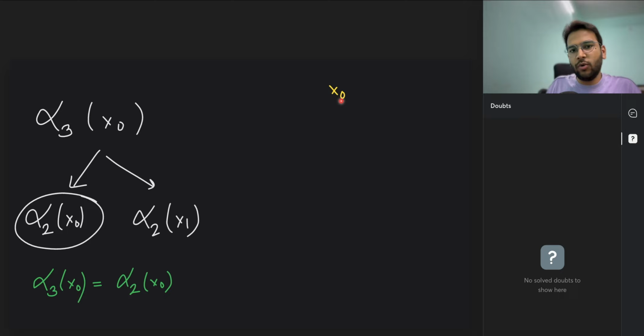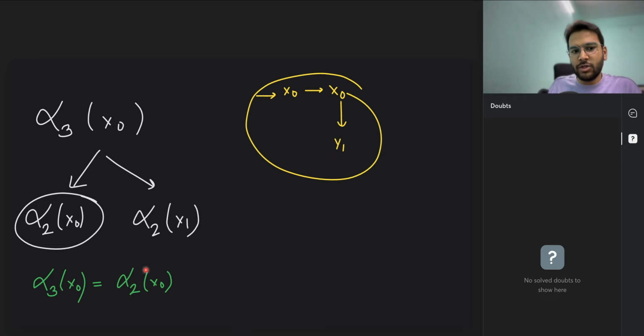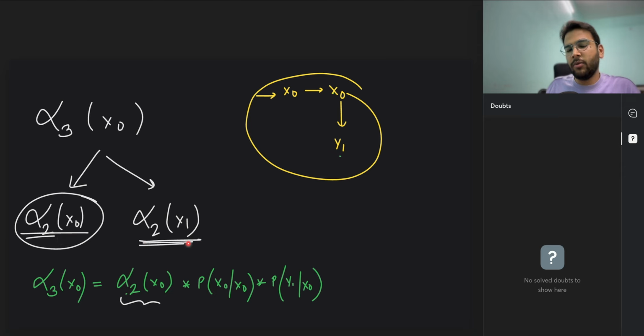What else? When I'm considering alpha 2 of x0, what does that actually mean? That means on the third day it is already x0, and here it is y1. But on the second day also, you are assuming that it is x0. Now, based on this, we can write alpha 2 of x0 multiplied by the probability of x0 given x0, multiplied by the probability of y1 given x0. This is my alpha 3 based on this second part. But what about the right part?